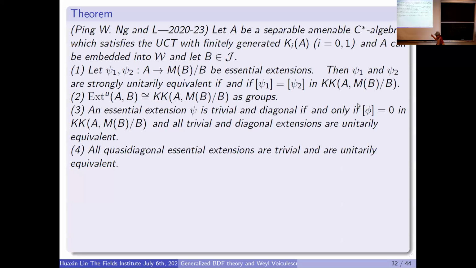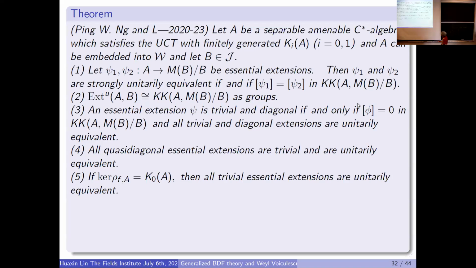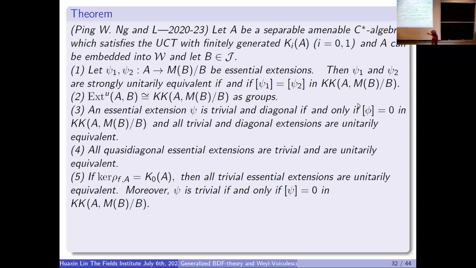And you can also define quasi-diagonals. There are cases where all quasi-diagonals are trivial and are unitary equivalent. If the K theory is just K0 is the same as the infinitesimal element, then all trivial extensions are unitary equivalent. So that's good news. And the zero element in KK gives you trivial extensions, which is nice too.